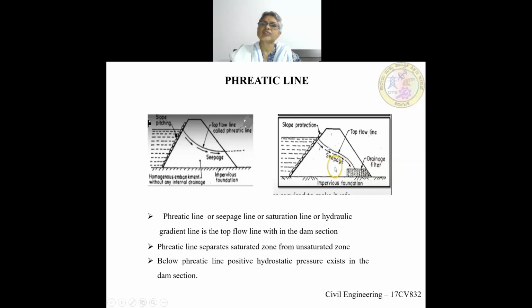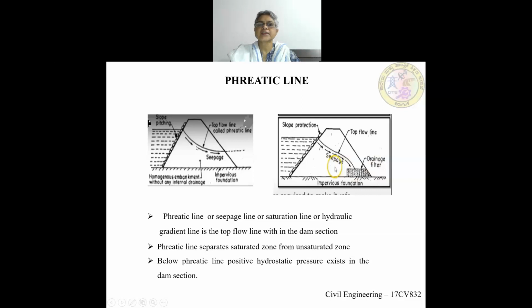So why do we have to determine the seepage line? The seepage line is determined to estimate the seepage through the dam. So we can draw the flow net after getting this seepage line. We'll discuss the flow net later on. Therefore it has to be determined. The phreatic line separates the saturated zone from the unsaturated zone.